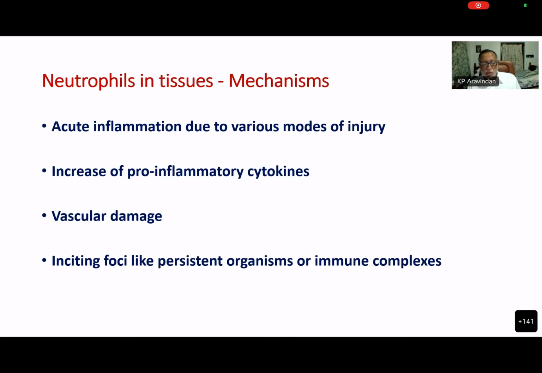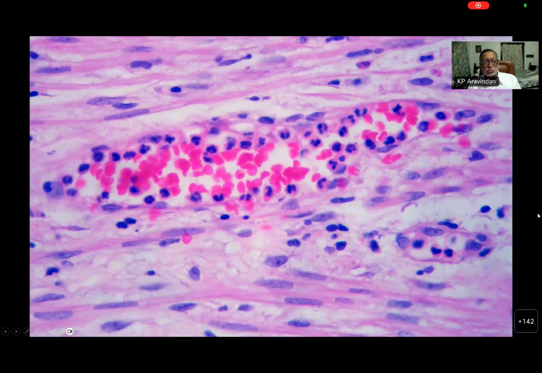Typically, you find neutrophils getting out. Or there may be inciting foci or persistent organisms or immune complexes within the tissue, which is attracting the neutrophils towards that. So all these are the basic causes of neutrophils in the tissues. Whenever there is an inciting cause, these neutrophils will just marginate. This is what you have learned in basic inflammation classes. They will marginate and then they will emigrate out of these capillary vessels and come into the tissues when it becomes abnormal.